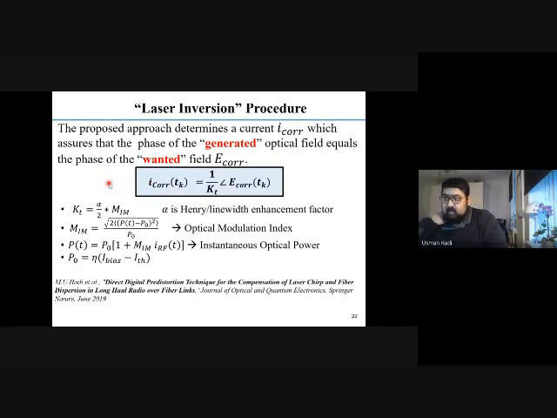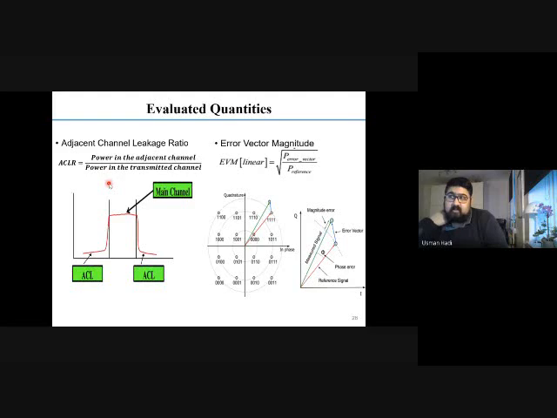And in the next slide, before I go to the results, I just want to highlight that we use these two parameters, adjacent channel leakage ratio, ACLR or ACPR, and error vector magnitude. So it's good to explain these quantities, because we will use them again and again in the results that we will see in the next slides.